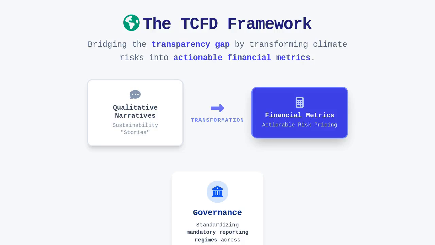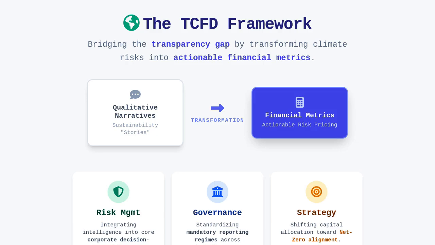The framework rests on four pillars that intersect with traditional financial reporting, ensuring that climate intelligence is integrated into the core of corporate decision-making rather than relegated to sideline marketing reports. Mastering these pillars is not merely a task of rote memorization for the exam, but essential for understanding how capital allocation is shifting toward net zero alignment.